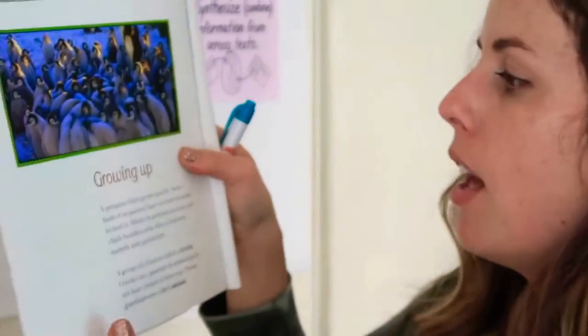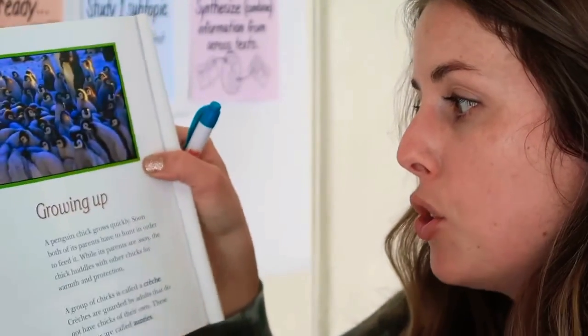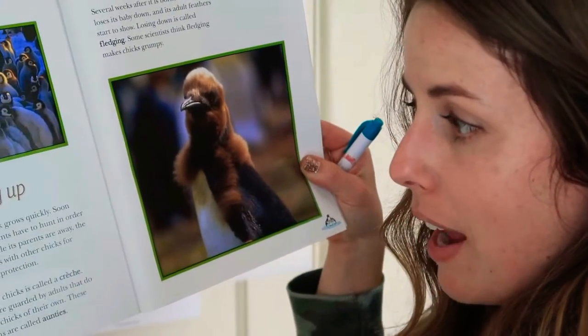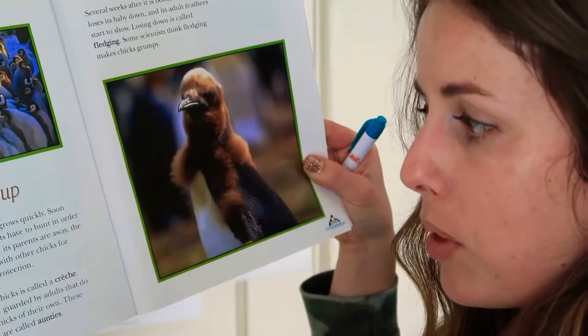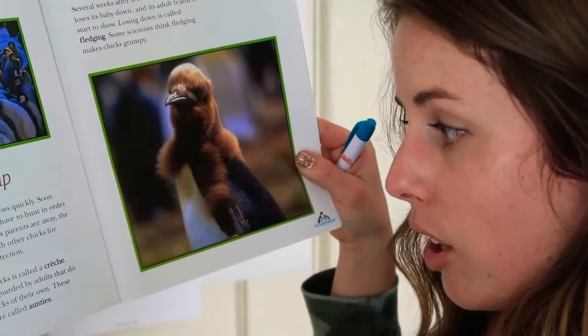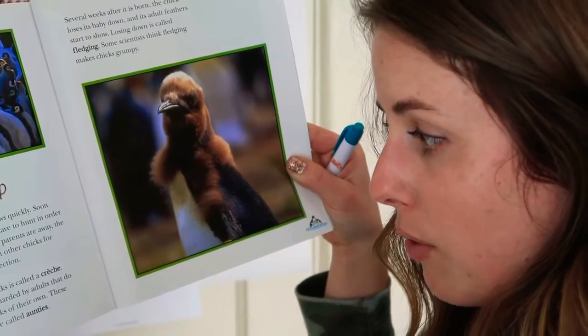Skim with me. A penguin chick grows quickly. Soon both of its parents have to hunt in order to feed it. While its parents are away, the chick huddles with other chicks for warmth and protection. A group of chicks is called a creche. Creches are guarded by adults that do not have chicks of their own.